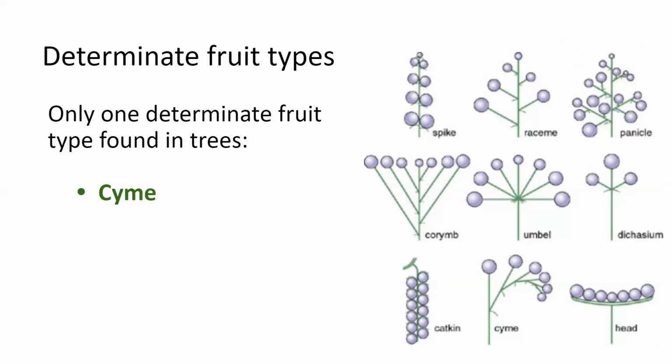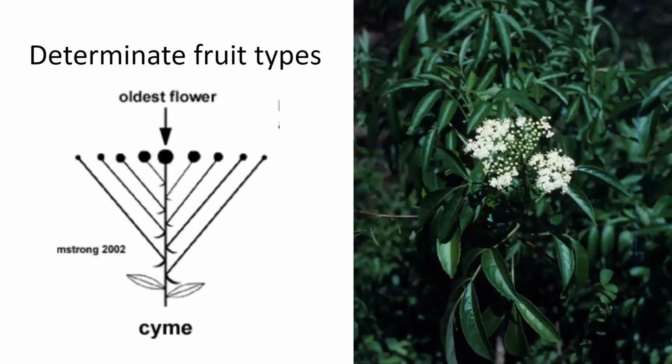We have one example that is found in trees in our flora called a cyme. On this diagram, it's in the center of the lowest row, although that's not what it always looks like on trees. That's more common in wildflowers. So let's look at a cyme, because a cyme looks a little bit like what? It looks like an umbel.